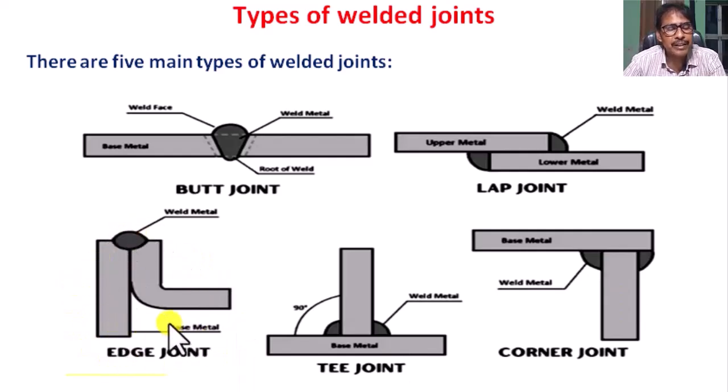This is H joint. 2 pieces are joined. Their edges, this edge and this edge, used for thin sheet material.